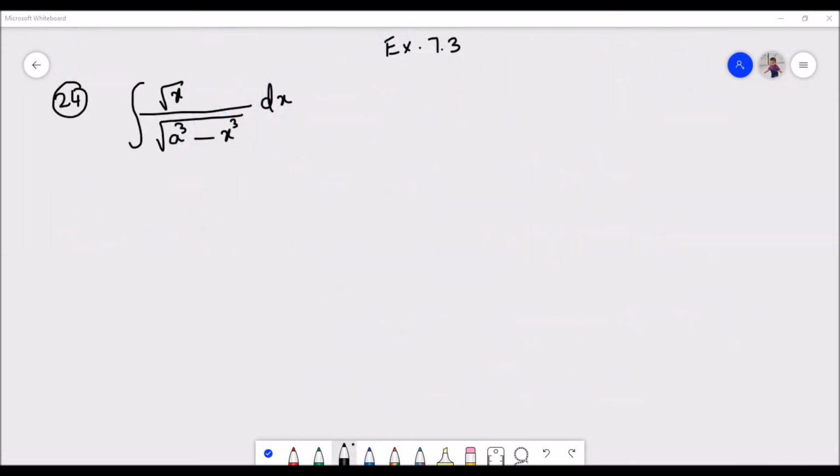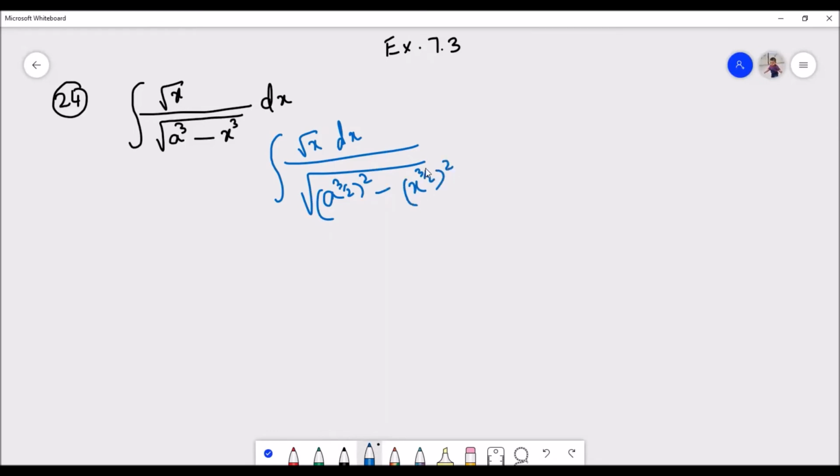Exercise 7.3, problem number 24. Let us see how to solve this problem. First, let us arrange and write the terms as the integral of root x dx divided by root over a cubed. Let me write this a cubed as a to the power 3 by 2 whole power 2, and x cubed as x to the power of 3 by 2 whole power 2. So I am just multiplying and dividing the powers by 2.